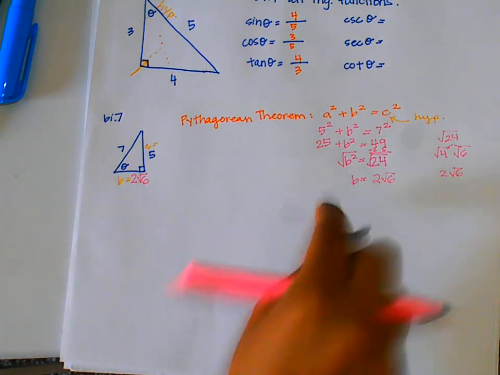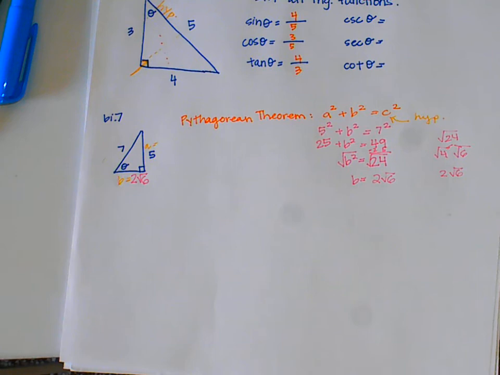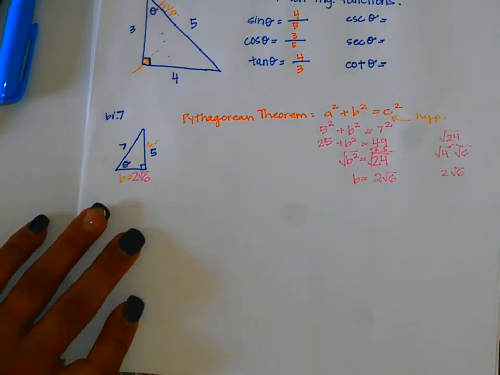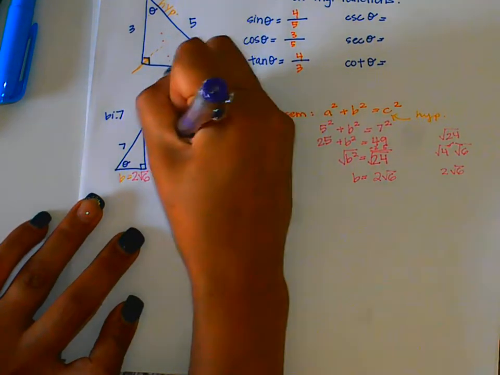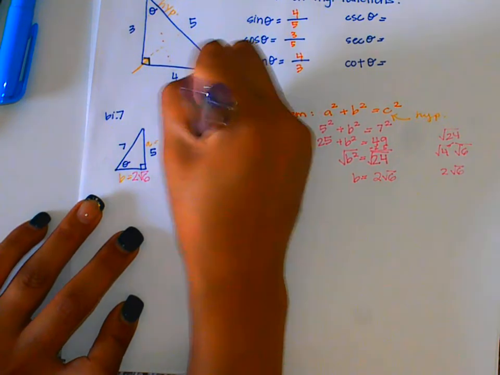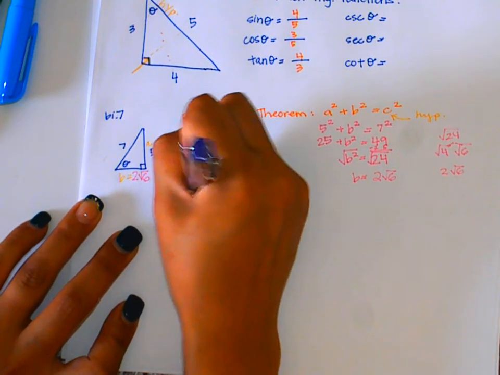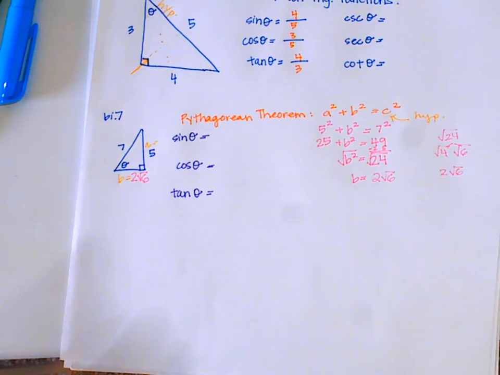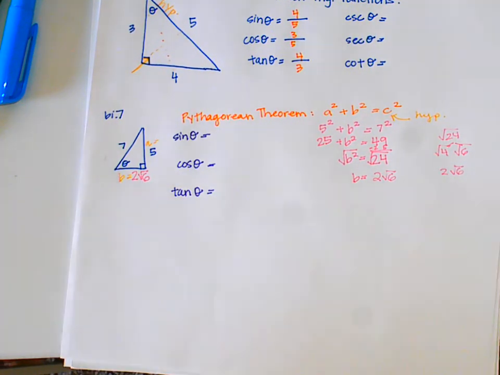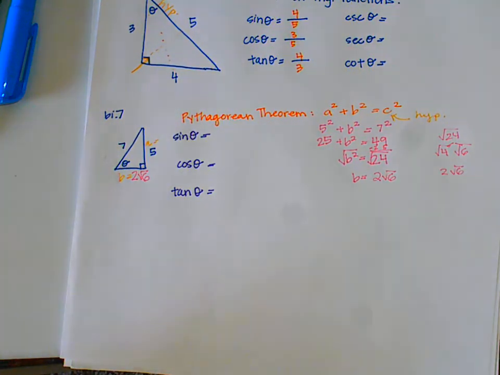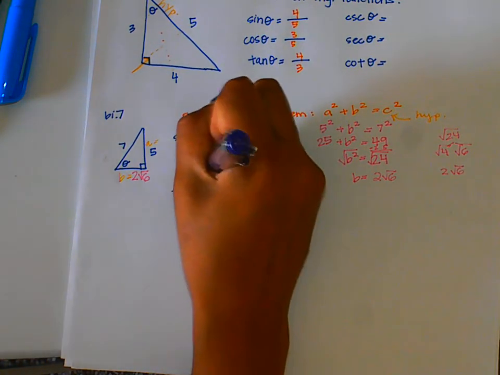Yeah, we did all that work, but we haven't really solved the question here. They want to know what the functions are. So I want to know sine, cosine, tangent. Now that I have all 3 sides, I want to know sine of theta, cosine of theta, and tangent of theta. Yes, 2 radical 6 is something ugly to look at, but we're not actually doing anything with it right now. We're just copying it over. So it's okay that it's ugly.